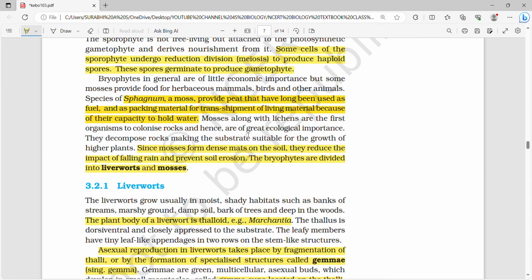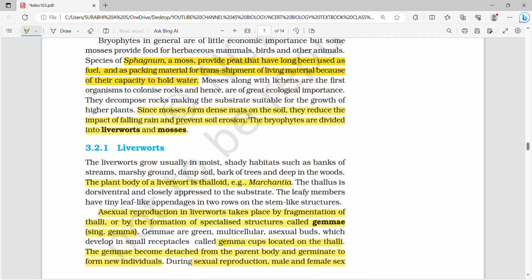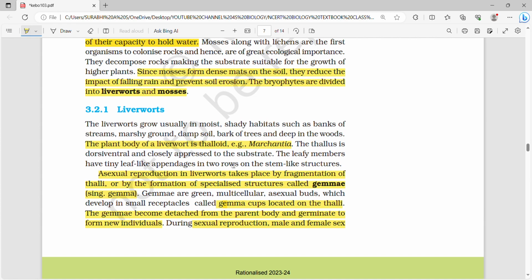So basically Sphagnum is a peat moss. This has been coming in PYQs also, and this is a most probable question also. Sphagnum is a moss that provides peat, which has long been used as a fuel. It is used as packing material for transshipment of living material because of its capacity to hold water. Since mosses form dense mats on soil, they reduce the impact of falling rain and can also prevent soil erosion.